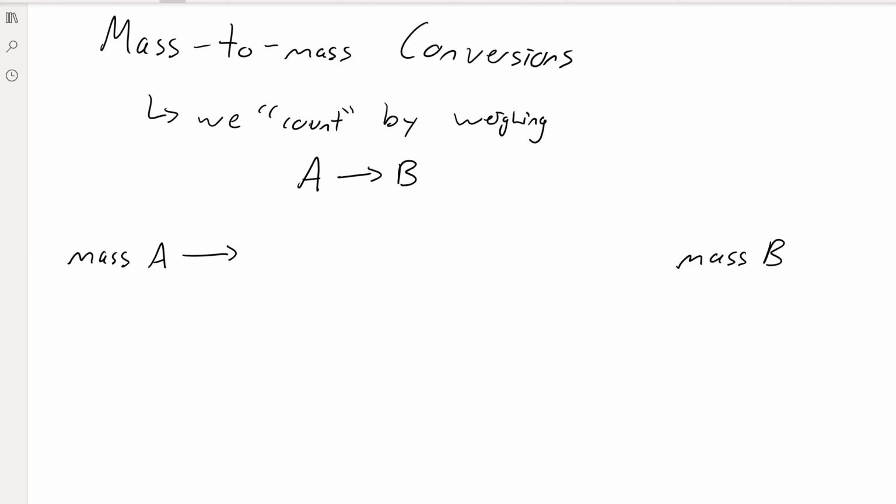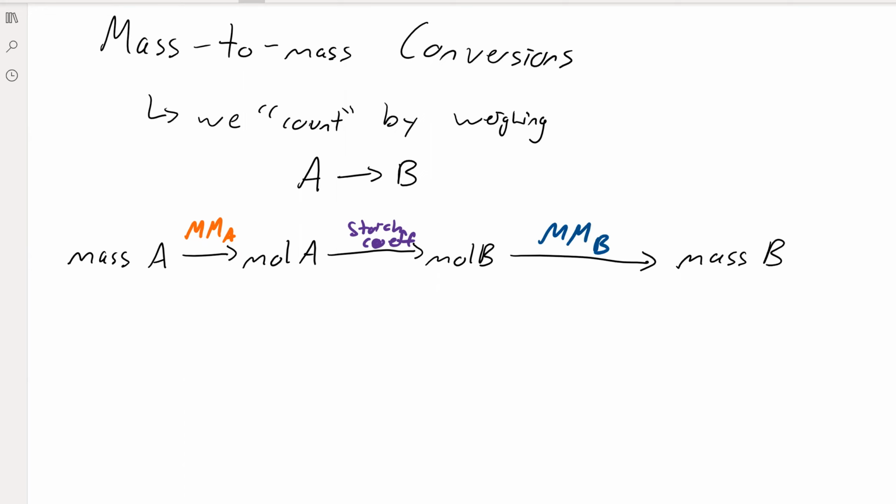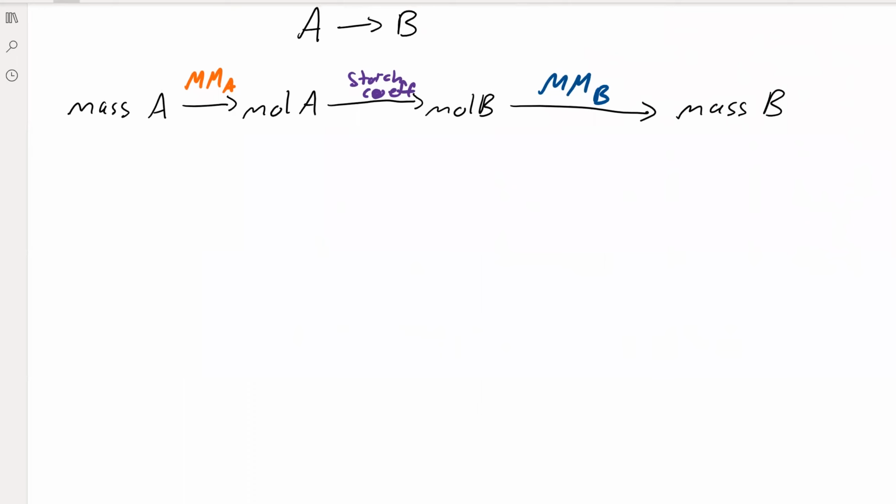So for example, we would go from mass A to the moles of A, and to do that, we would use the molar mass of A. After we're at moles of A, then we can use our stoichiometric coefficients to go to moles of B. And then finally, when we're at moles of B, we can go to mass of B using the molar mass of B. So you see, we have to do multiple conversions, but again, it's just conversion factors. Let's take a look at an example.